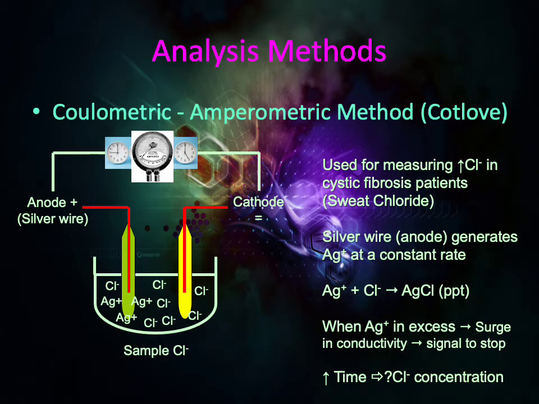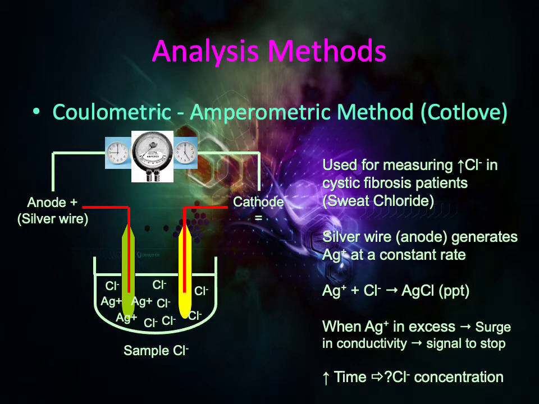Next up is coulometry. Coulometric methods, such as the Cotlove method, are based on amperometry, in which changes in amps are measured instead of voltage. This method has important historical significance. However, it is still used today for performing sweat chloride measurements used in the screening for cystic fibrosis.